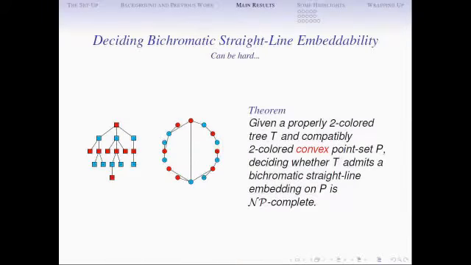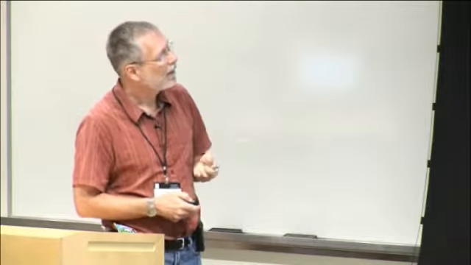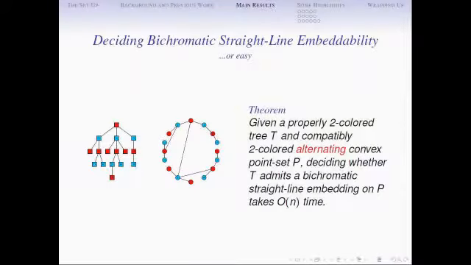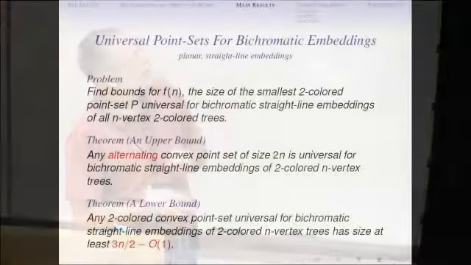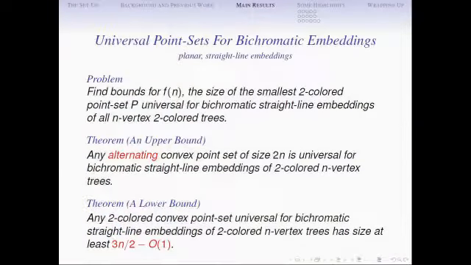Sometimes it can be hard, even for what seems like a very easy problem. Here we have a properly two-colored tree, a convex point set, and we want to embed. It turns out that problem ends up being NP-complete. If you try to make it easier, you can further constrain the point set. If you require that the point set not only be convex but alternating in color, then it finally becomes easy. You can determine in linear time whether there's such an embedding. Okay? Those are two of the results on embedding trees into convex point sets.